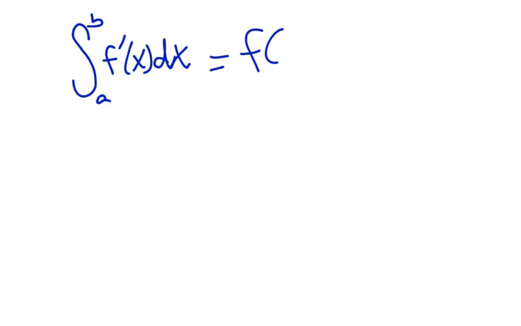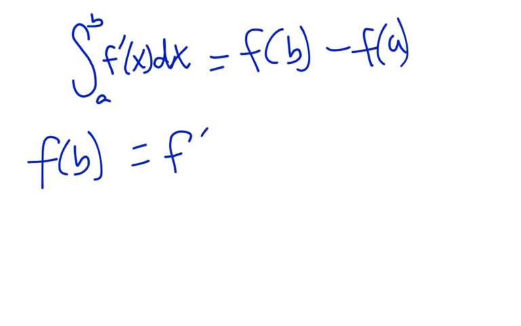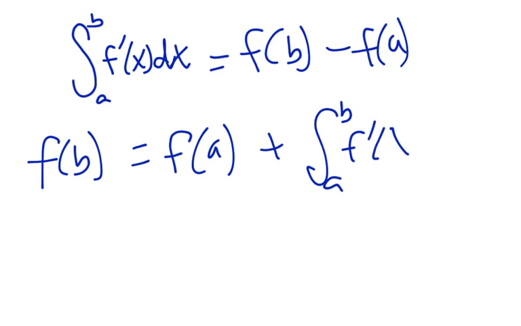More generally, it's going to look like this. If I integrate the rate, f prime of x dx, on the interval from a to b, then that's going to be f of b minus f of a. So I could find f of b by rearranging this as f of a plus the integral from a to b of f prime of x dx. And with that, that's how we find the position at some point.